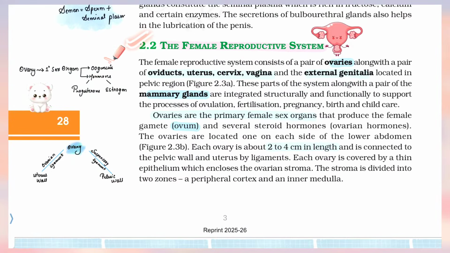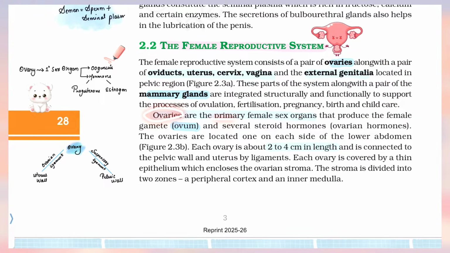The female reproductive system. The female reproductive system consists of a pair of ovaries along with a pair of oviducts, uterus, cervix, vagina, and the external genitalia located in the pelvic region. These parts of the system, along with a pair of mammary glands, are integrated structurally and functionally to support the process of ovulation, fertilization, pregnancy, birth, and childcare.